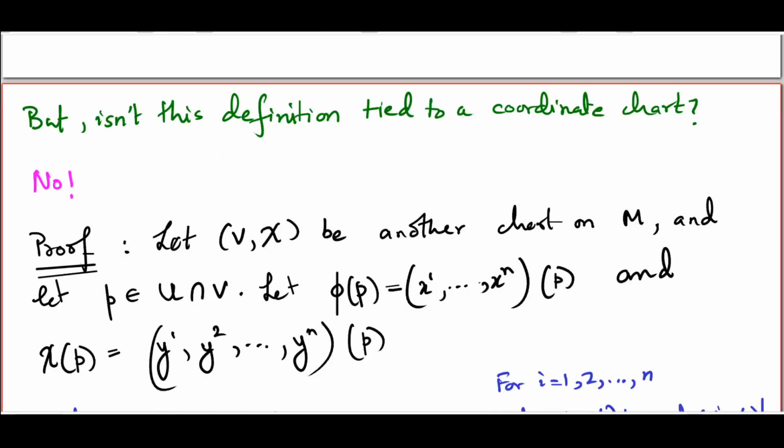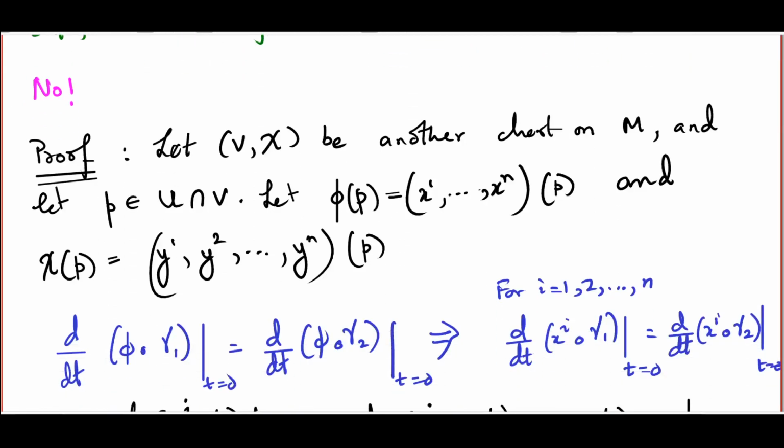Now, when we are saying something like d/dt of phi composite gamma 1 at t equal to 0 equals d/dt of phi composite gamma 2 at t equal to 0, which is our definition of two curves sharing the same tangent, what we really are saying is for each i running from 1, 2 up to n, d/dt of xi composite gamma 1 at t equal to 0 is d/dt of xi composite gamma 2 at t equal to 0. This, of course, is the definition of gamma 1 and gamma 2 sharing a tangent according to the chart u, phi. But what about the chart v, chi?